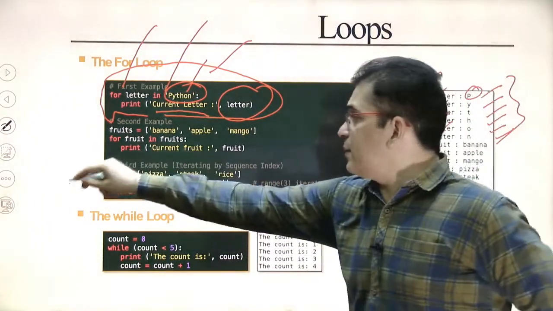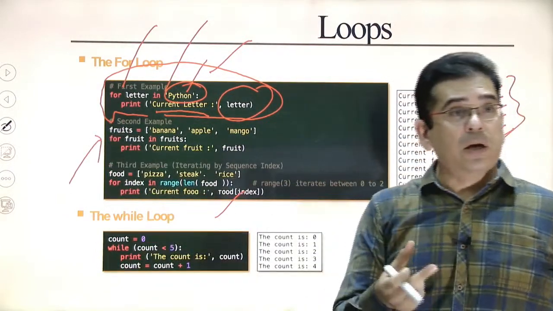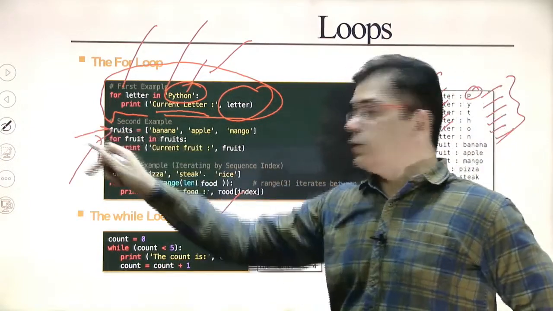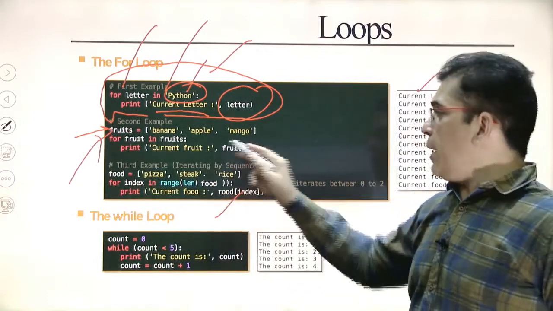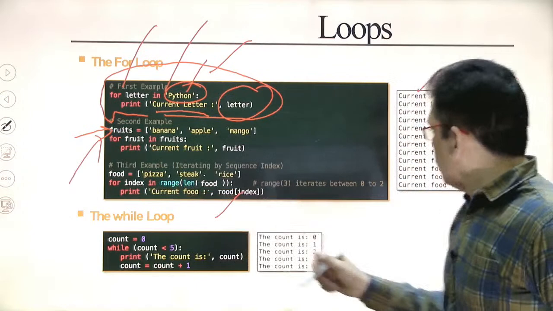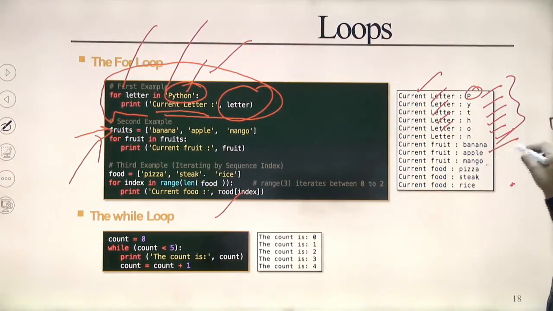This is another, second example. Like, I want to apply the for loop not on a string but on a list. The name of the list is fruits. It contains banana, apple, mango. Now if I execute this for loop and print the output, first banana will be printed, then apple will be printed, then mango will be printed.